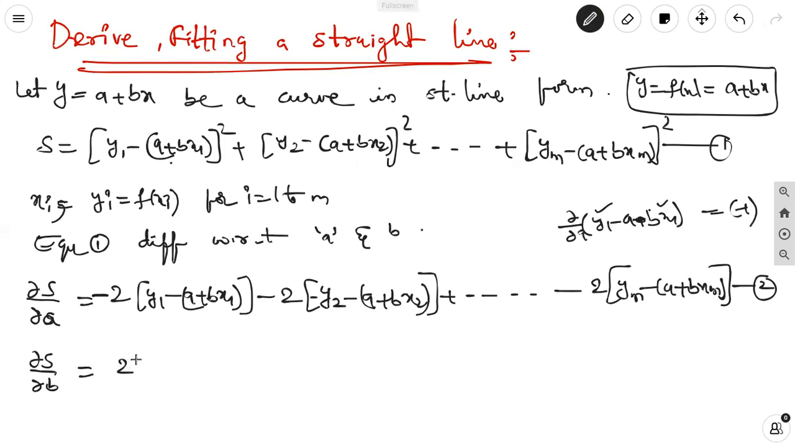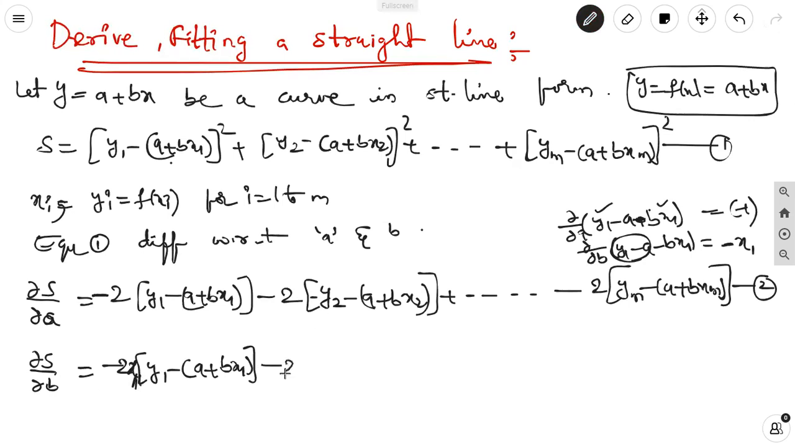This is also minus 2 y1 minus of a plus bx1. Again, the derivative ∂/∂b of y1 minus a minus bx1 is equal to the differentiation of minus bx1. These will reduce to 0. Minus bx1 differentiates to minus x1. So here 2 is there and here minus x1 will come, that is minus 2x1.